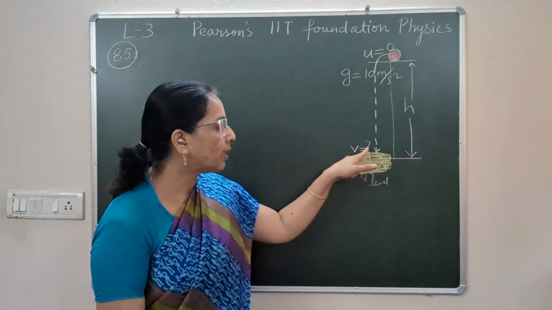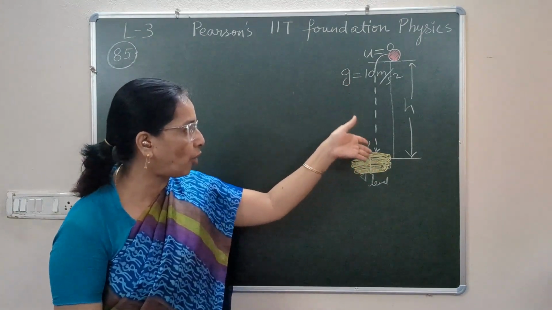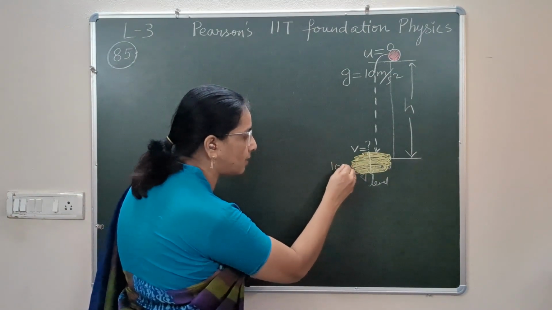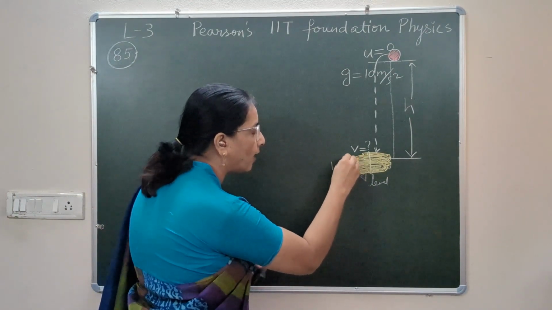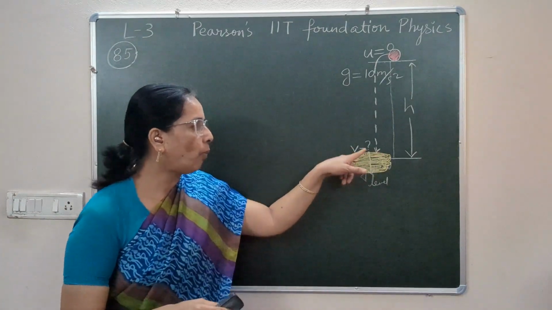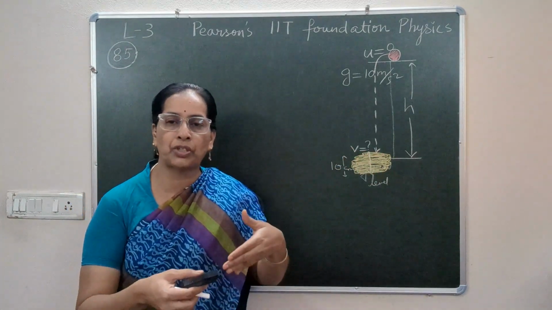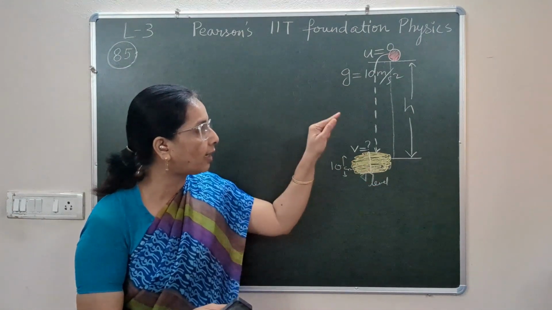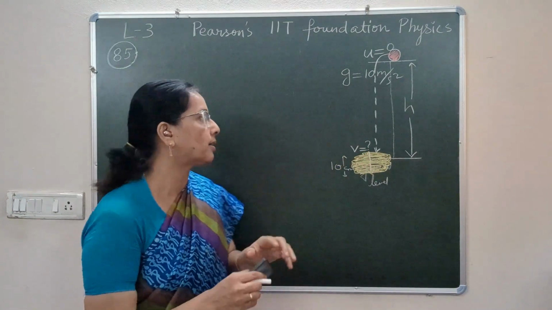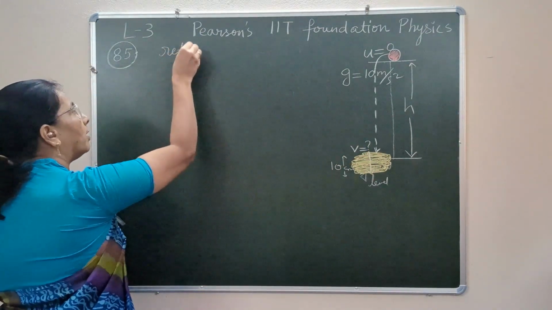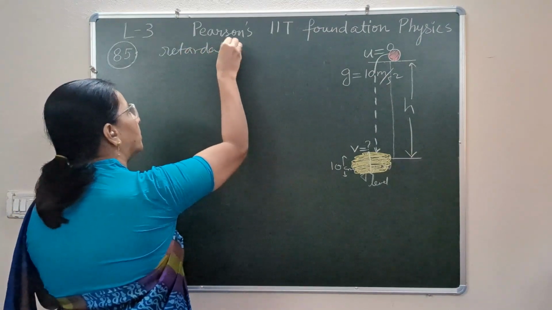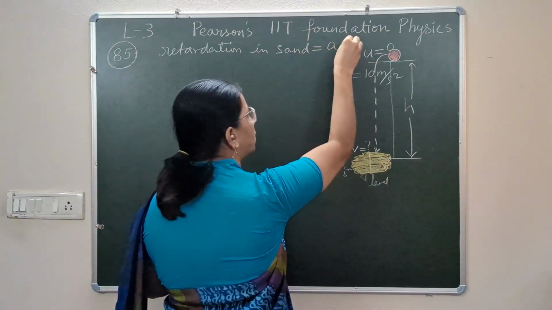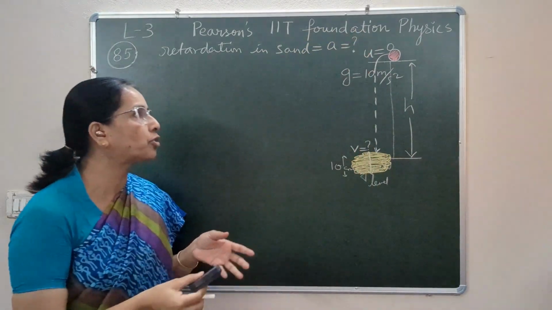With this velocity, the object that has fallen through that height penetrates into the sand through a distance of 10 centimeters. Once it penetrates the sand, due to friction, the body finally comes to rest. So we have to find the retardation produced in that body when it travels through sand. We have to find the retardation of the body in the sand, a kind of acceleration which will turn out to be negative. So that should be our answer.